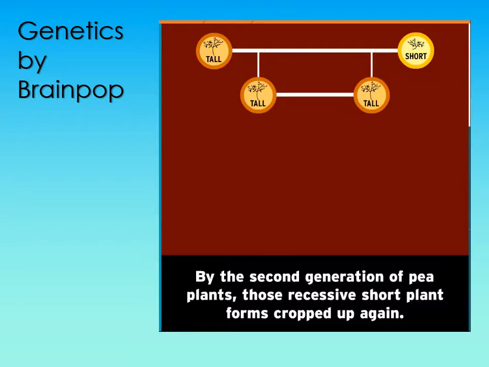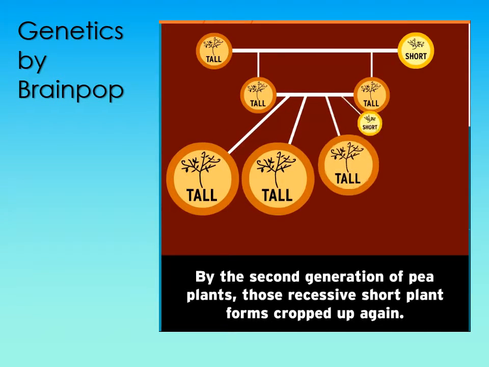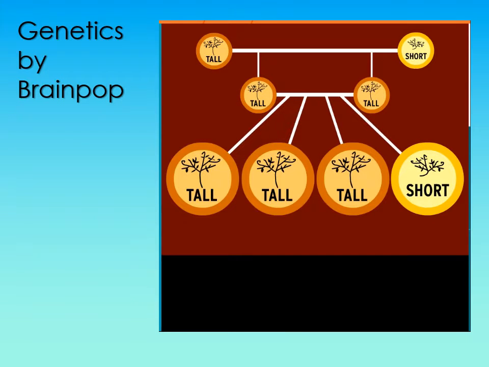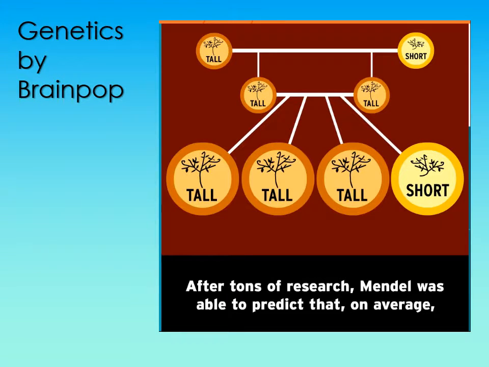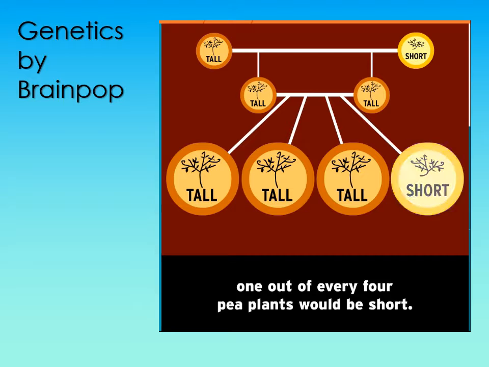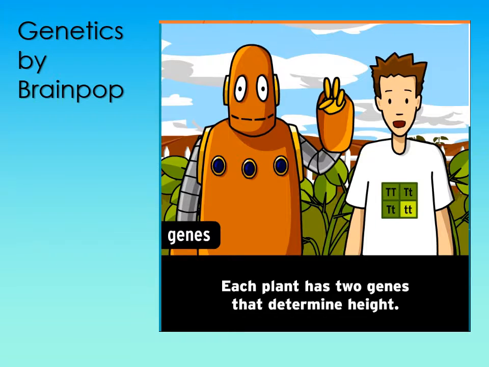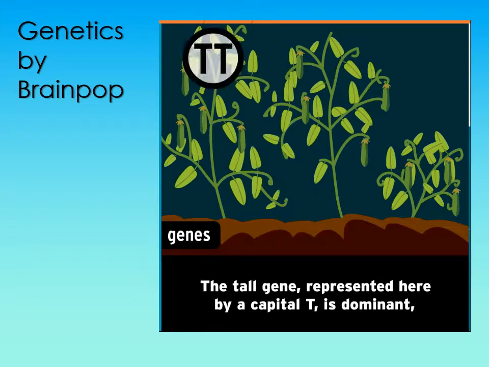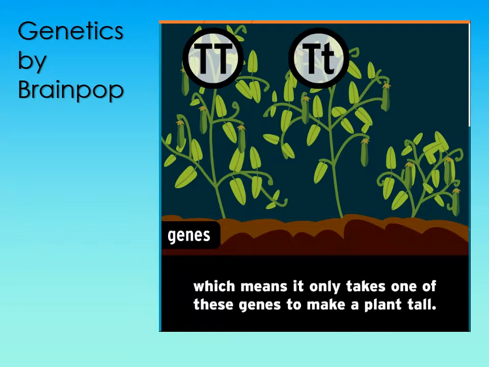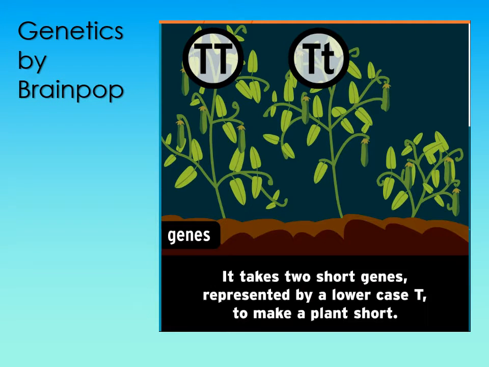By the second generation of pea plants, those recessive short plant forms cropped up again. After tons of research, Mendel was able to predict that, on average, 1 out of every 4 pea plants would be short. Each plant has 2 genes that determine height. The tall gene, represented here by a capital T, is dominant, which means it only takes 1 of these genes to make a plant tall. It takes 2 short genes, represented by a lowercase t, to make a plant short.